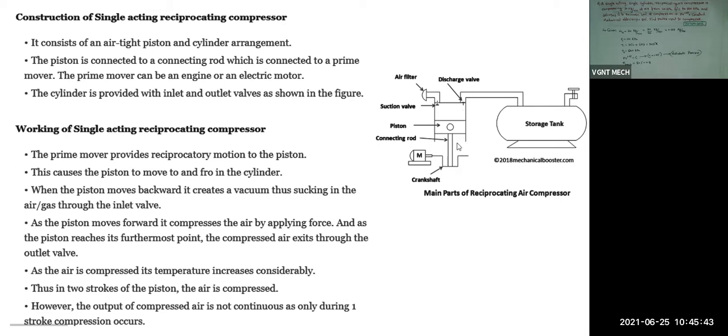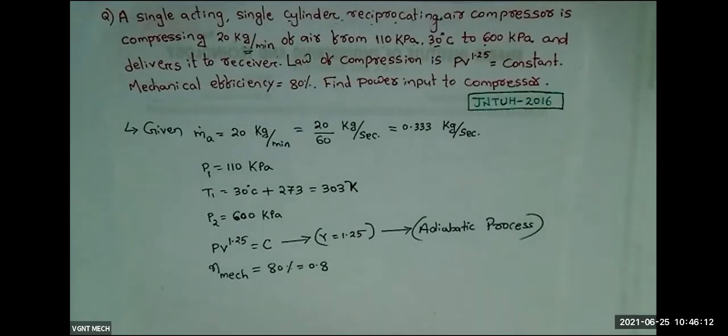So for a compressor, the input power is brake power and the output power is indicated power. That is the difference between an engine and a compressor. In case of an IC engine, input power is indicated power and output power is brake power. But in case of a compressor, it reverses. In case of a compressor, the input power is brake power and output power is indicated power. So don't get confused over here.